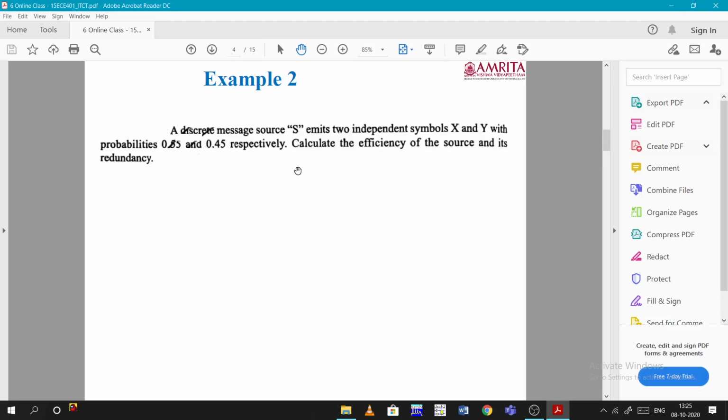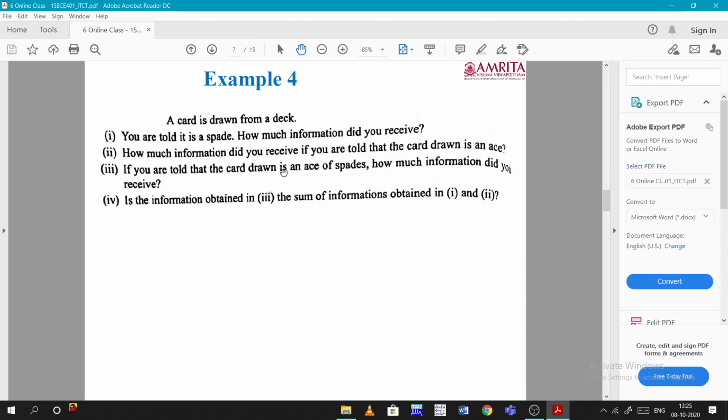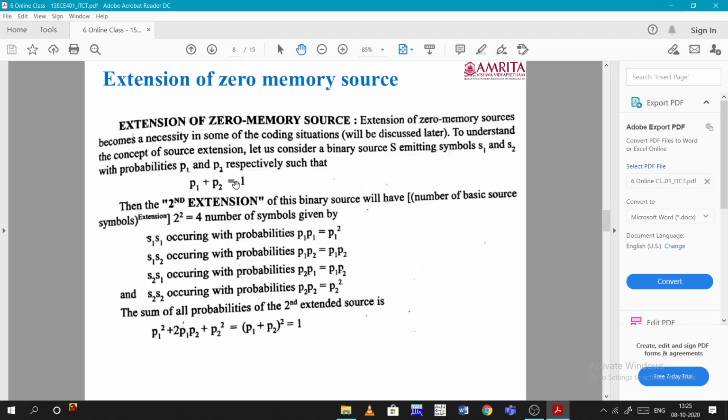This is also a problem. Okay, extension of zero memory source. This is what is meant by extension of zero memory source. If the events don't have any dependencies, the symbols don't have any dependencies, we say it is a zero memory source.